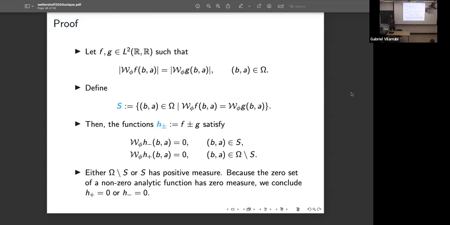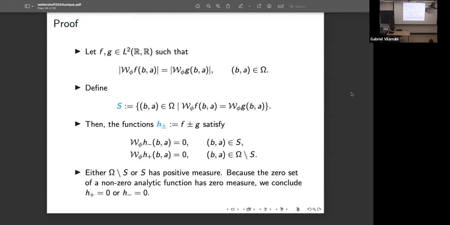That's a lot of zeros in there, but essentially that immediately tells you that either H plus must be 0 or H minus must be 0. And that's it. So it's really simple, but unfortunately we did not know how to go beyond a non-discrete set here.